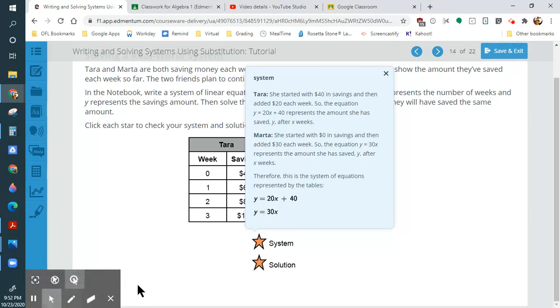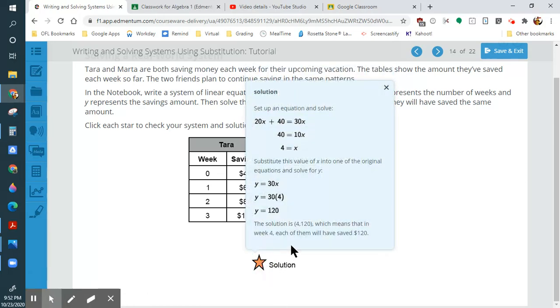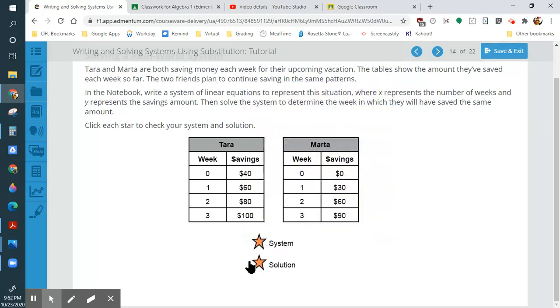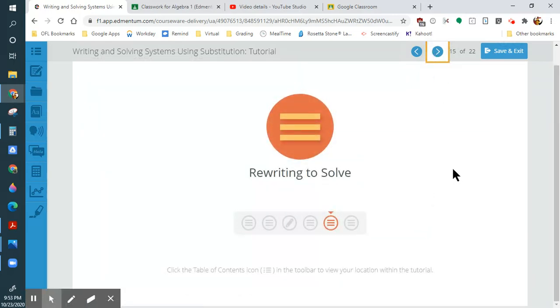And then if we look at our solution, if we keep extending that graph the way they do it, in week 4 they're going to have the same. If we add 20 more, they're at 120. She's going to add another 30 more. Let me show that. We add another 20 again, which makes it 120. And we add another 30. Well, 90 plus that is 120. So by week 4, they have the same amount of money. After that, Martha's going to make more money, but they just were wondering when they have the same amount of money.